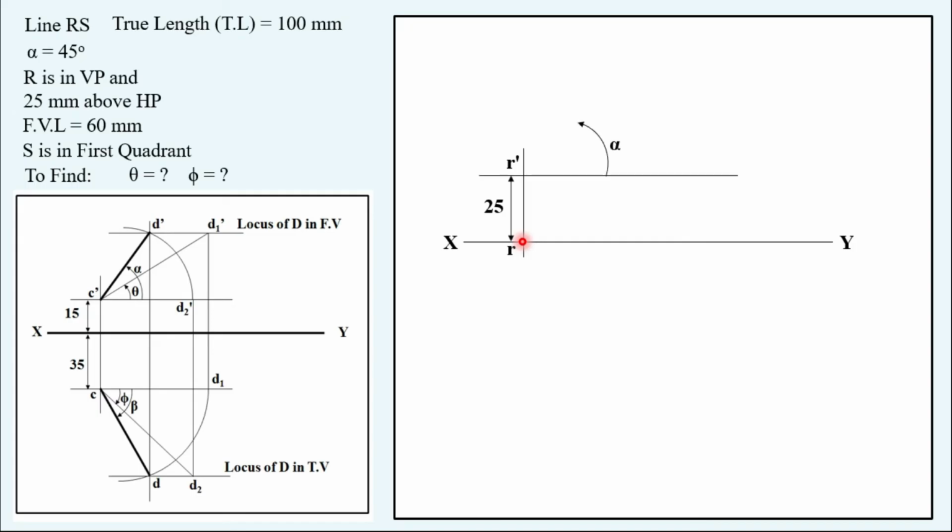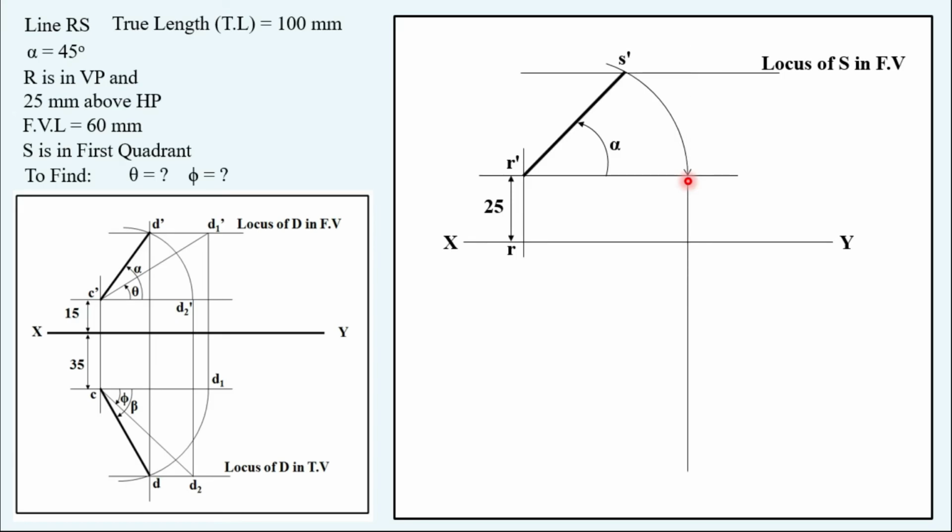Then taking an angle alpha, that is 45 degrees in our case, drawing a line and taking 60 mm on it and drawing a locus. This will be the locus of S in front view, and we will be having the front view point S dash. Now taking compass, with the help of compass, taking 60 mm as radius, keeping compass on R dash, rotating it and bringing up to this point, that is making it parallel to XY. From here, dropping a line vertically downwards.